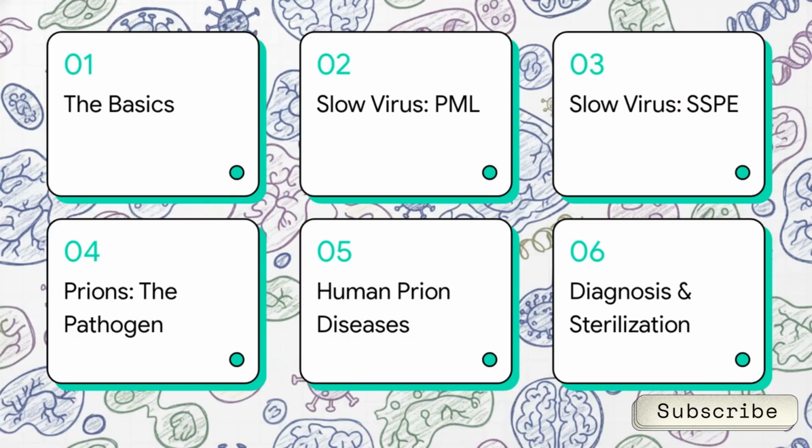So here's our game plan for today. We're going to start with the basics of what makes a disease slow. Then we'll cover two major slow viruses you have to know, PML and SSPE. After that, we're jumping into the truly weird world of prions, the diseases they cause, and we'll finish up with the critical must-know points on diagnosis and sterilization.